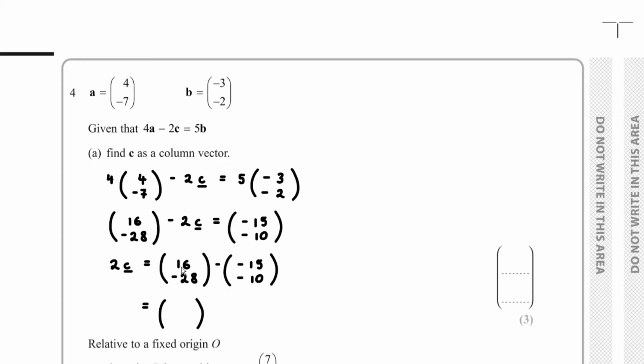And if we work this out, 16 subtract negative 15, that's 31. Negative 28 subtract negative 10, that's negative 18. So 2 times the vector c is equal to (31, negative 18). And therefore, to find the vector c, we have to divide this by 2. Hence, the vector c is equal to (15.5, negative 9).